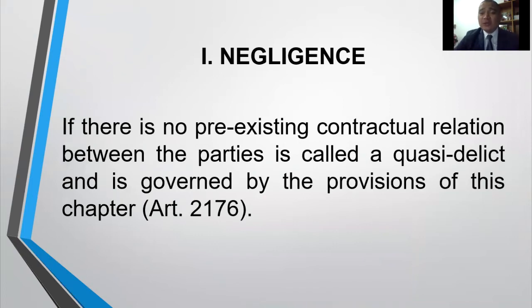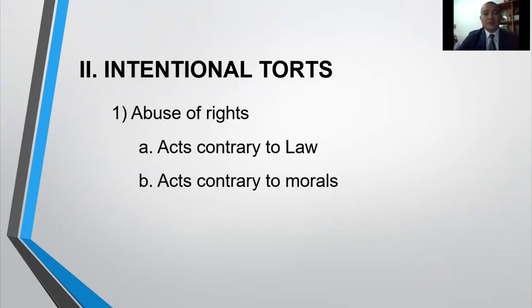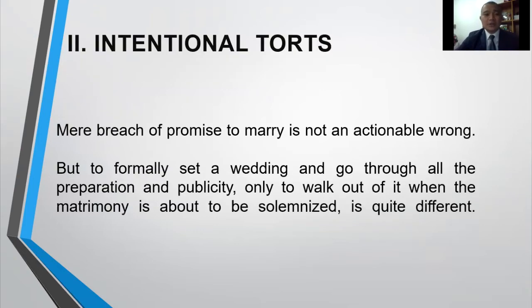If there is no contractual relation, it is called a quasi-delict. The elements of a quasi-delict are: an act or omission, and the presence of fault or negligence for such act or omission; there is injury, and there is a connection between the negligent act and the injury; and there is no existing contractual relation. For intentional torts, it encompasses abuse of rights, so acts that are contrary to law and morals.